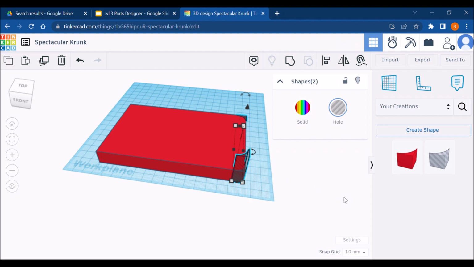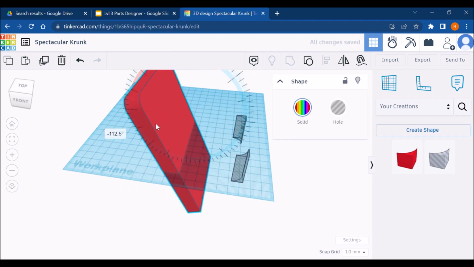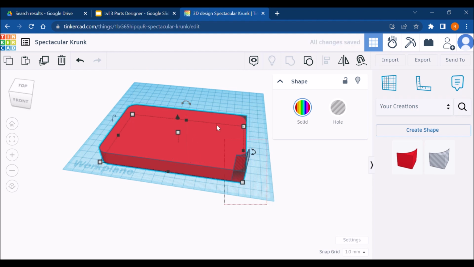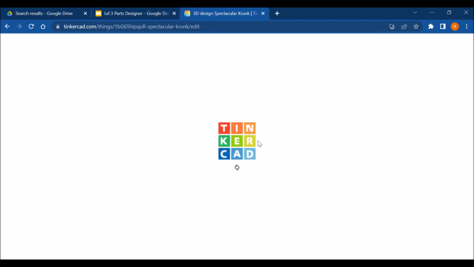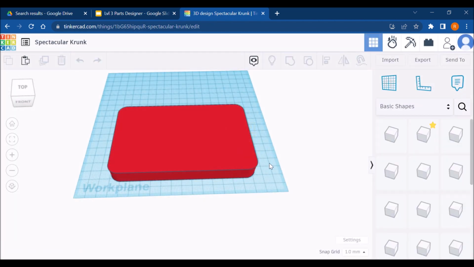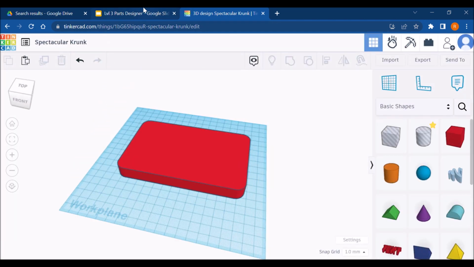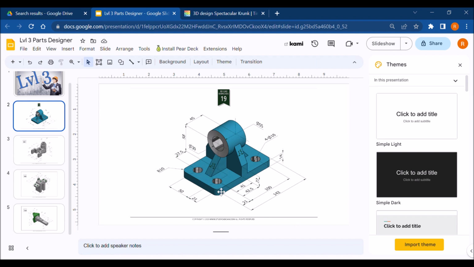Click on them. Click Control D. Click Shift with my left hand. Group those duplicates to our rectangle. And then I'm going to flip the entire rectangle and then group the remaining fillets to our rectangle. And we broke Tinkercad, so we're going to refresh it. There we go.